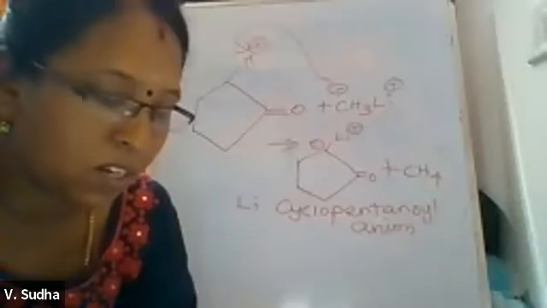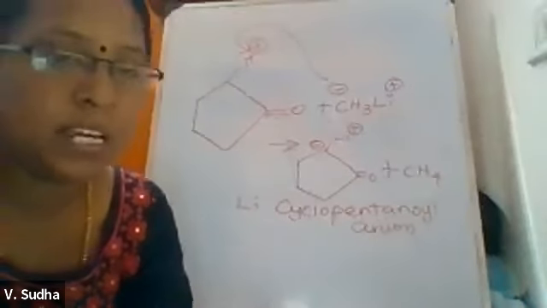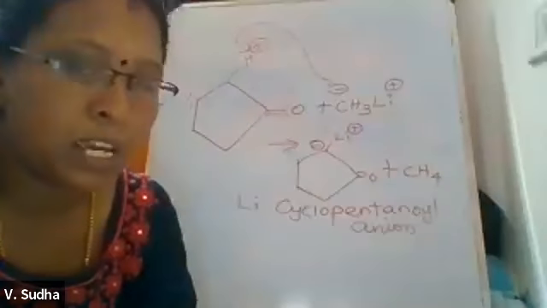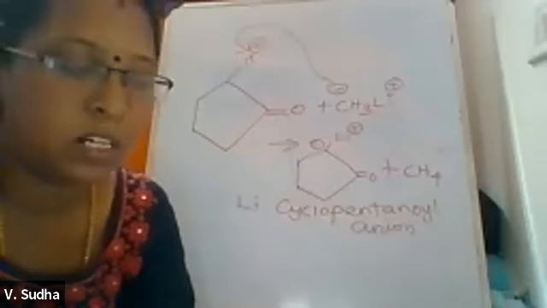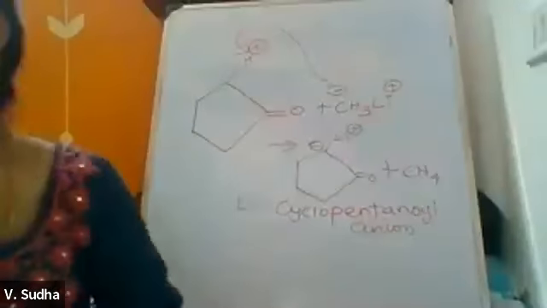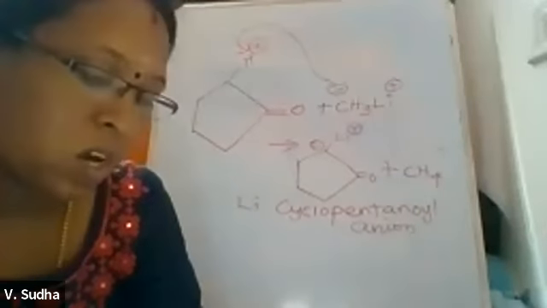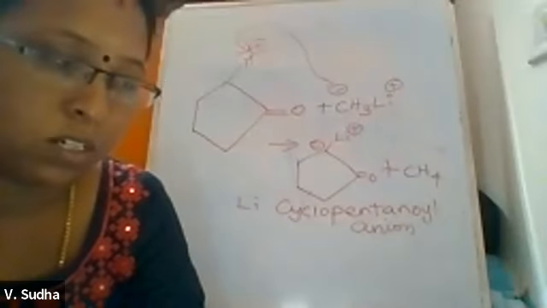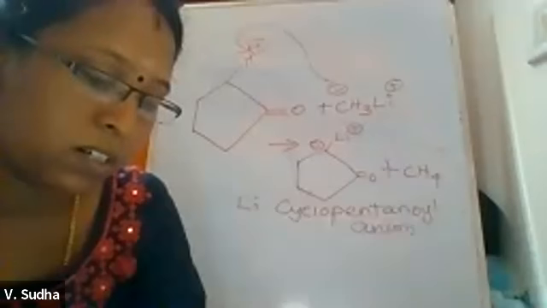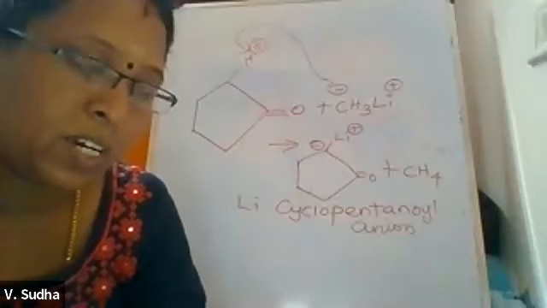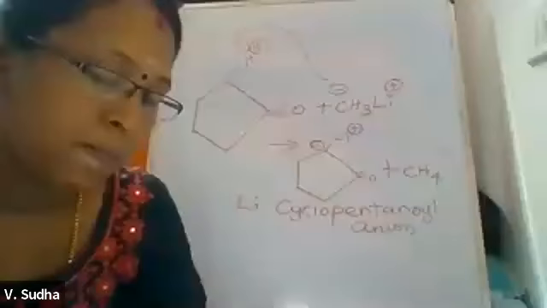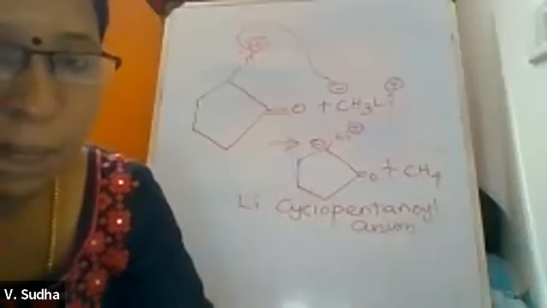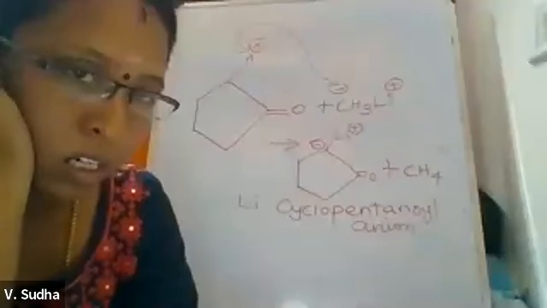Options: A, pentanal. Option B, 2-pentanone. Option C, 3-pentanone. Option D, n-amyl alcohol.